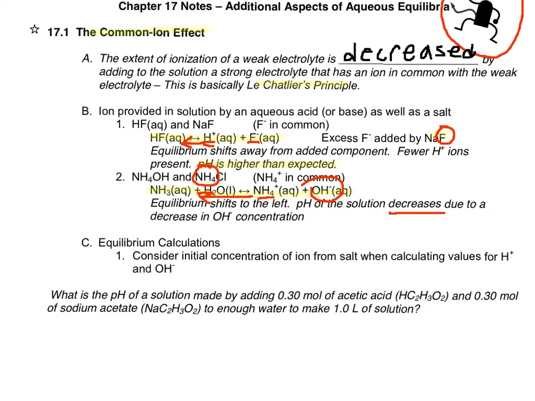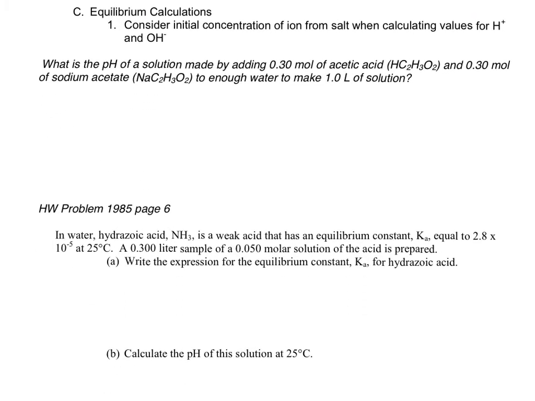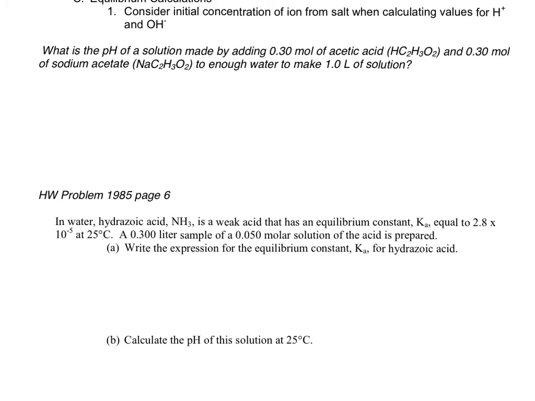So let's take a look at an example of an equilibrium problem when dealing with an ion added to an acidic solution. Here we have some acetic acid and sodium acetate solution. It tells us we have 0.3 moles of the acetic acid and 0.3 moles of the sodium acetate. And I want to know what is the pH of this.